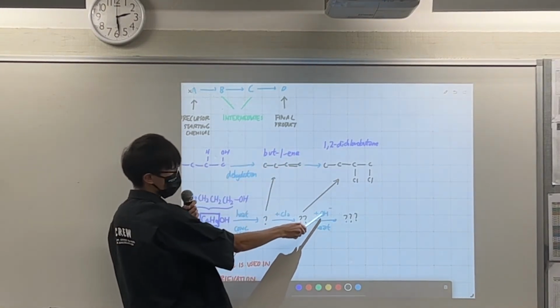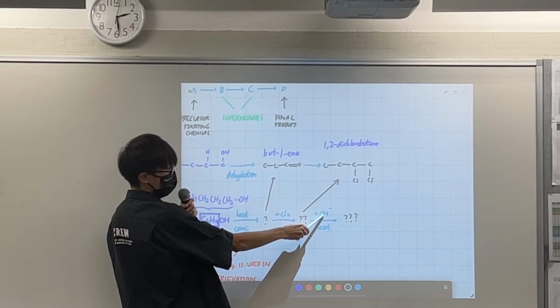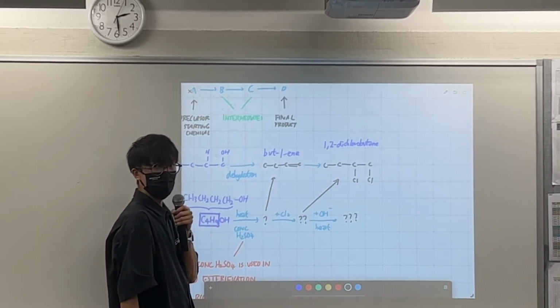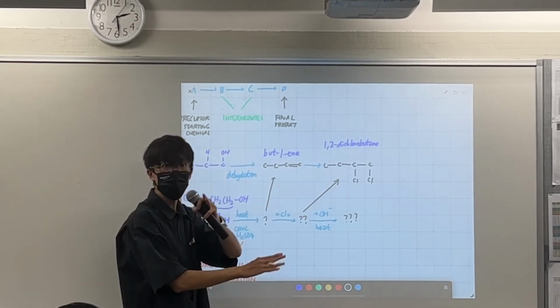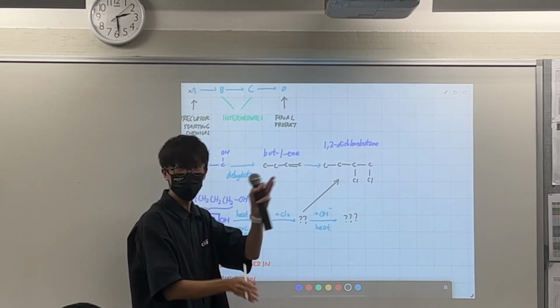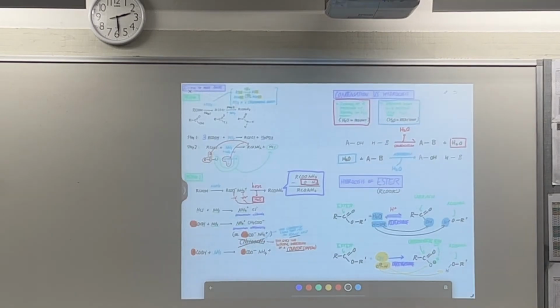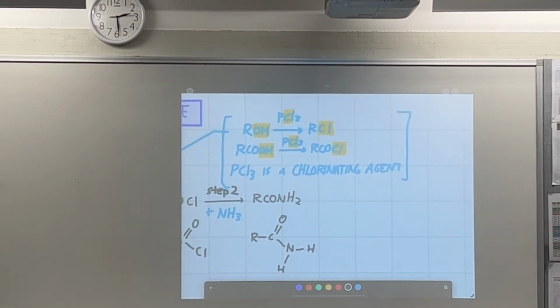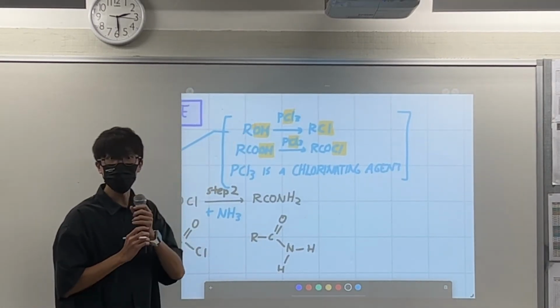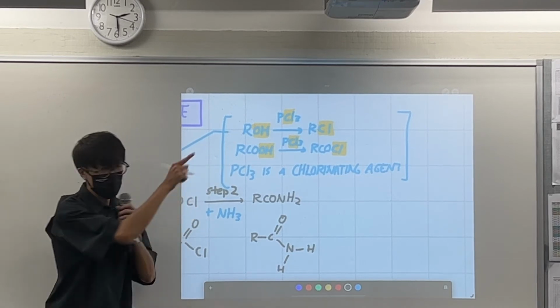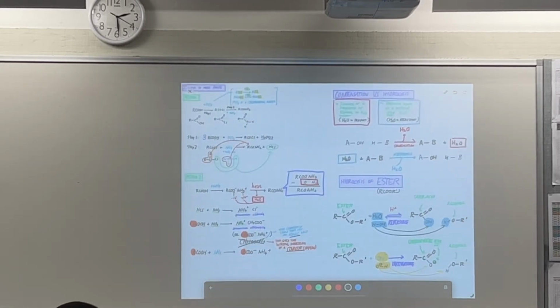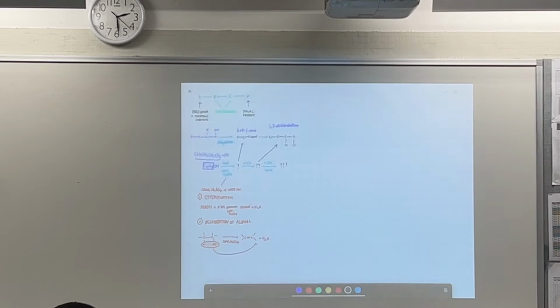When we add OH group, do you remember what the OH group would do to the Cl? It will substitute. Just like when PCl3. Do you remember from just the previous page? PCl3 can substitute the OH for Cl, right? Now we can make the reaction go in reverse. Okay, so you can put this on here.